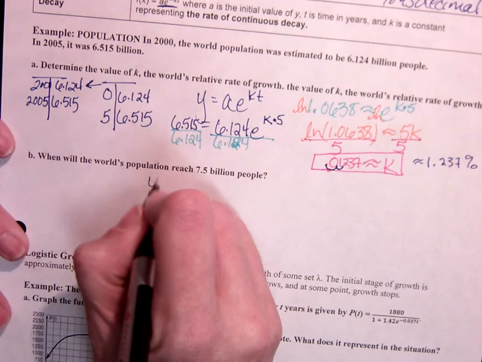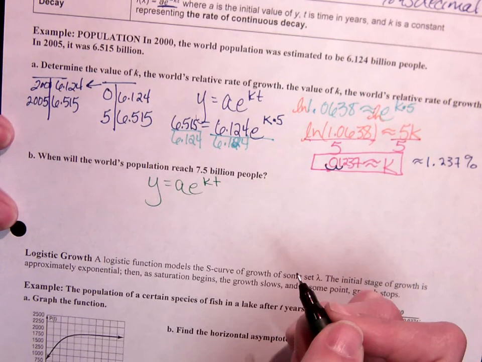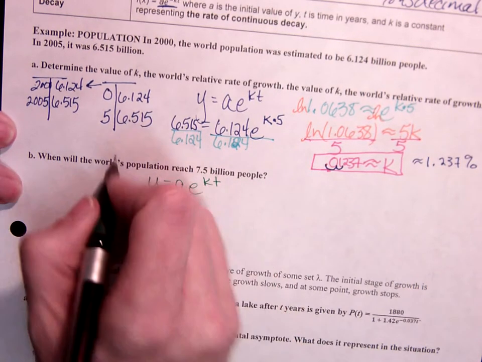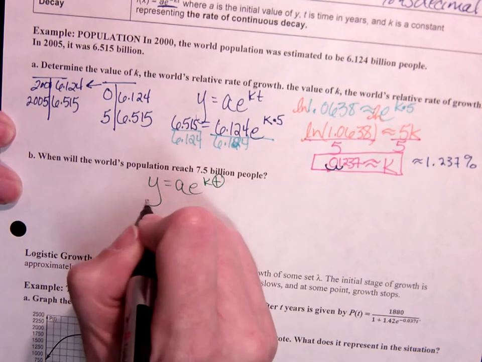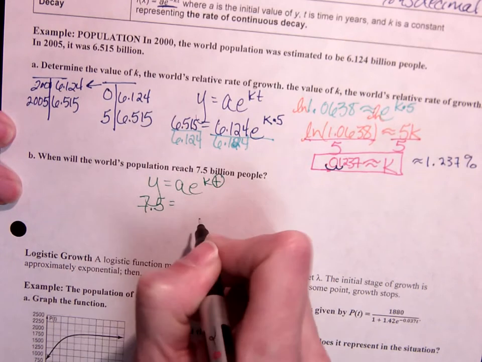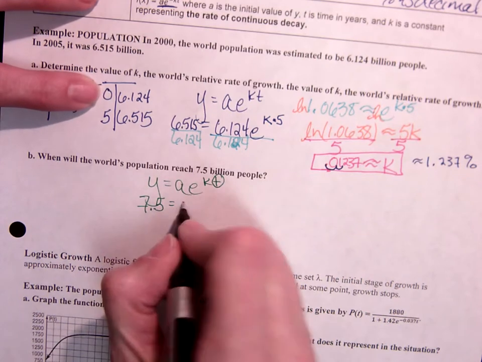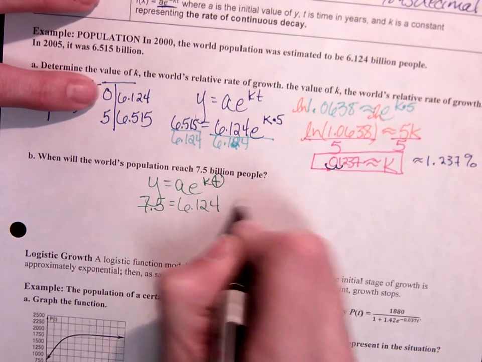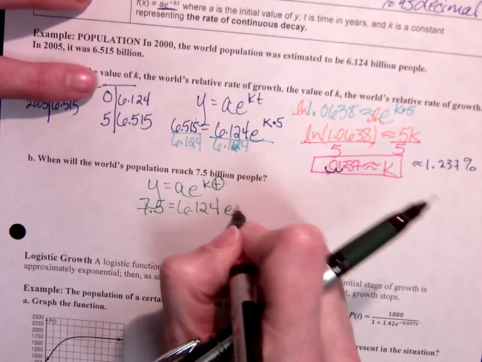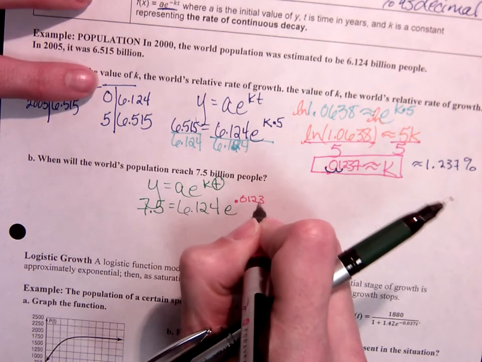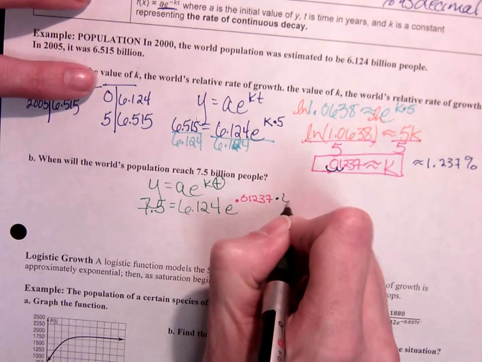I'm going to come back to my formula, and I don't know when, so we're trying to figure out t. They gave us 7.5. Study started still in the year 2000, so we keep the 6.124 e, but now I know k, so we're going to go get that 0.01237, and we're multiplying that by t to solve.